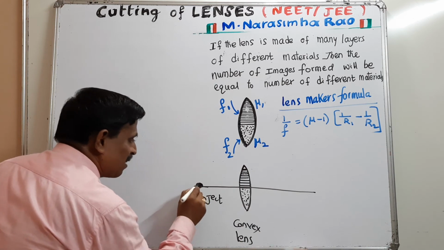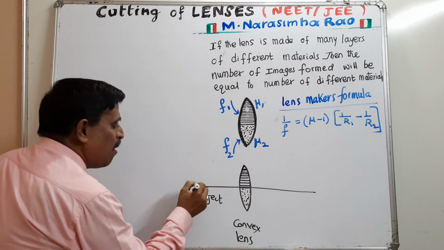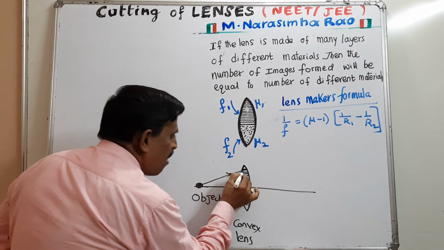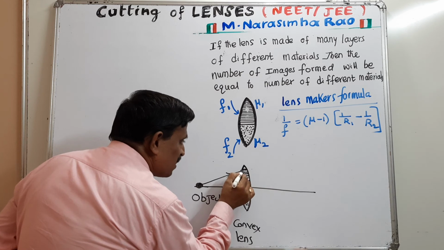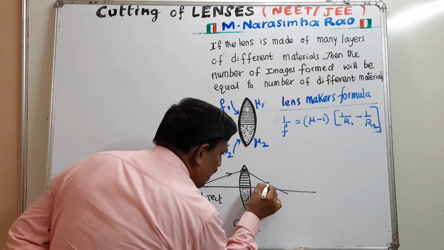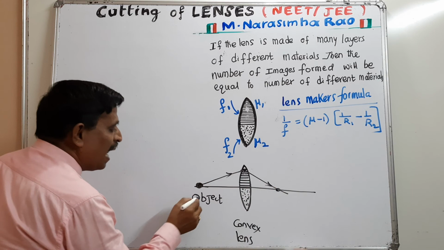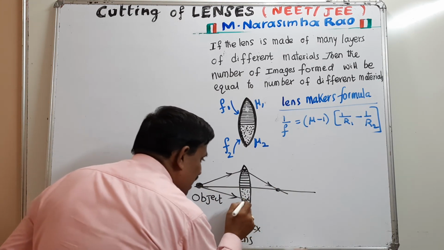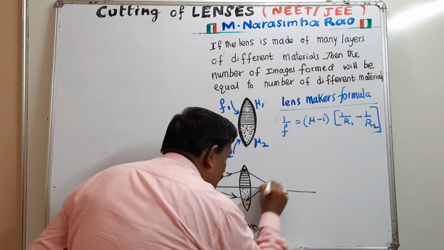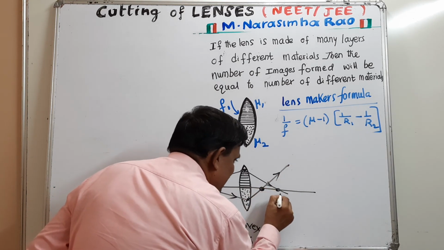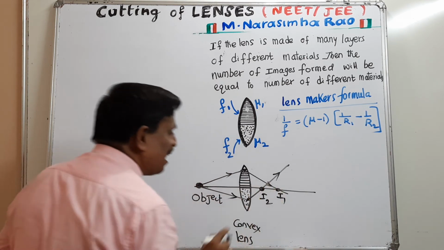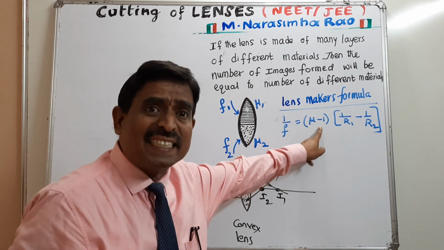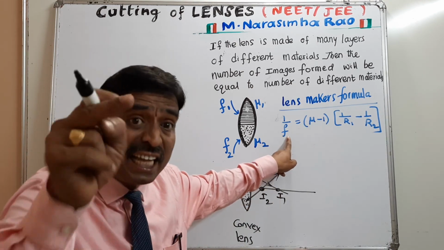This is the object which is kept on the principal axis. From the object, light rays are coming out. After refraction, this part of the lens is forming the image here. Now the light rays are coming from the object, and after refraction, this part of the lens is forming the image here. This is image 1. It is image 2. The reason is, the materials are different, refractive indices are different, focal lengths are different.